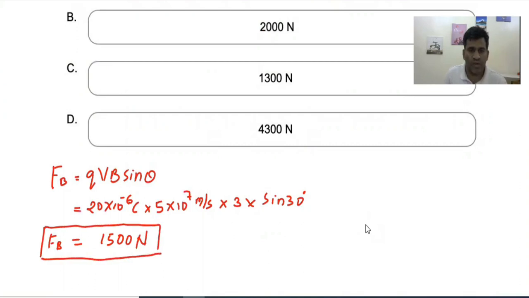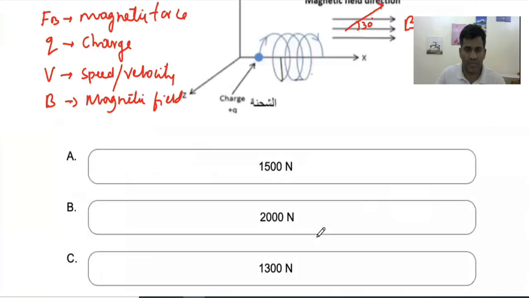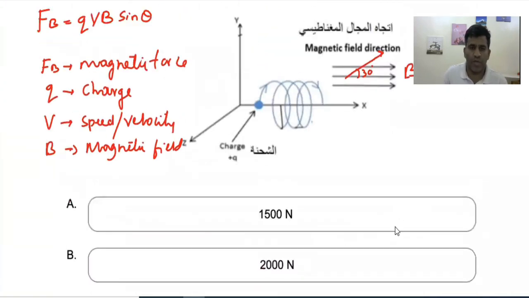So I should go here with option A. Just substitute the values and check it out. You'll get this value as the answer. So the force exerted on the charge is going to be 1500 Newton, and that is option A.